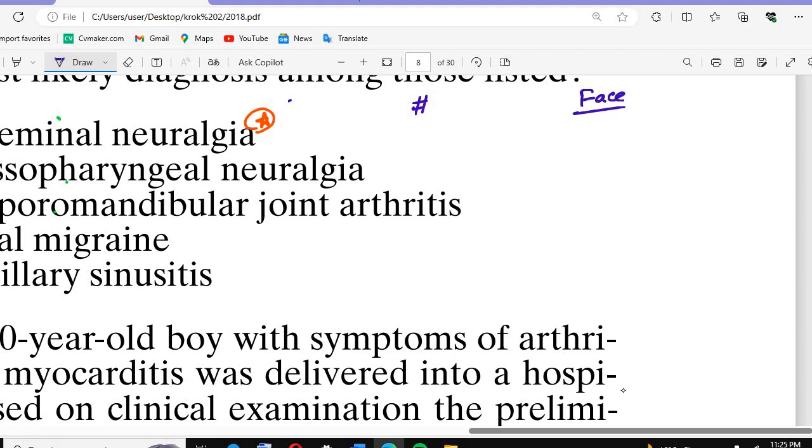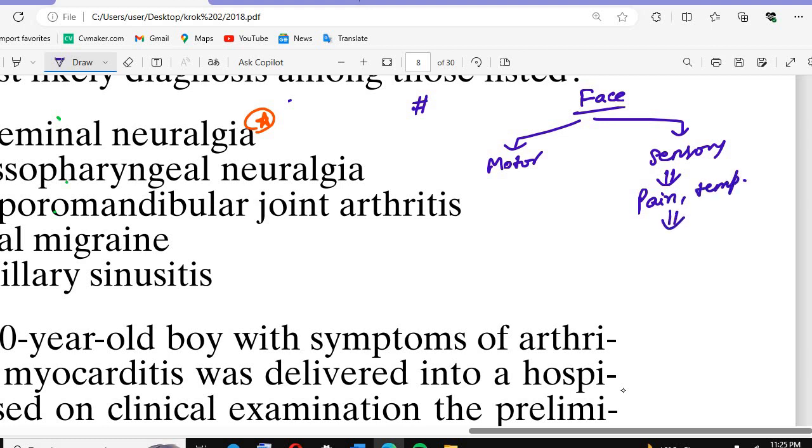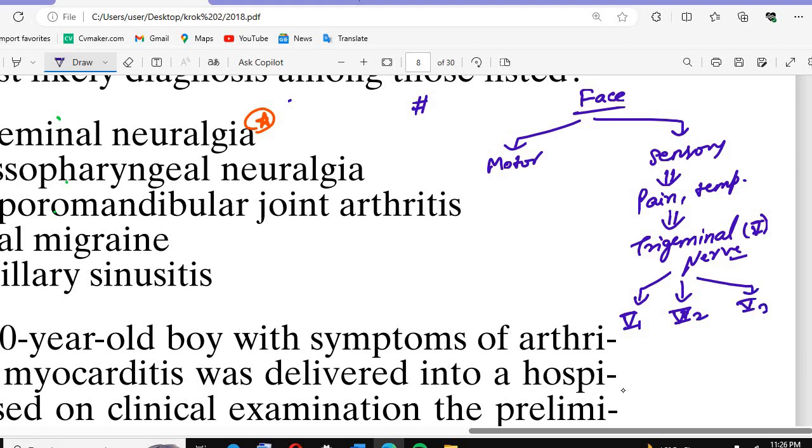See, in the face we have the motor supply, and in the face we have the sensory supply. The sensory supply is responsible for pain and temperature, and which nerve is that? The trigeminal nerve. This trigeminal nerve is the fifth cranial nerve, and it has three branches: the ophthalmic branch, the maxillary branch, and the mandibular branch.